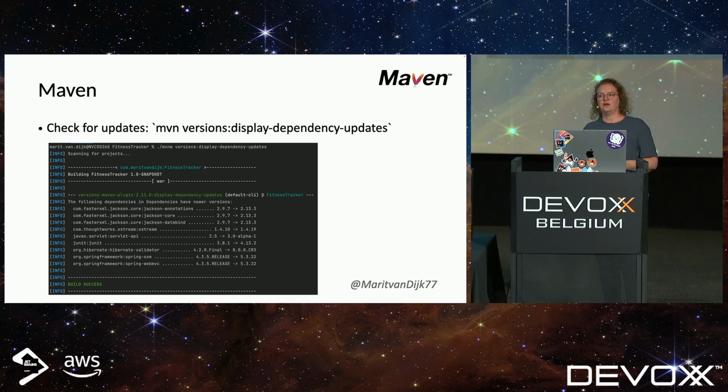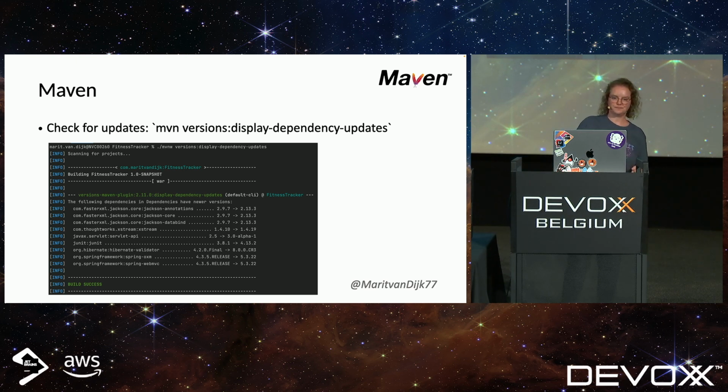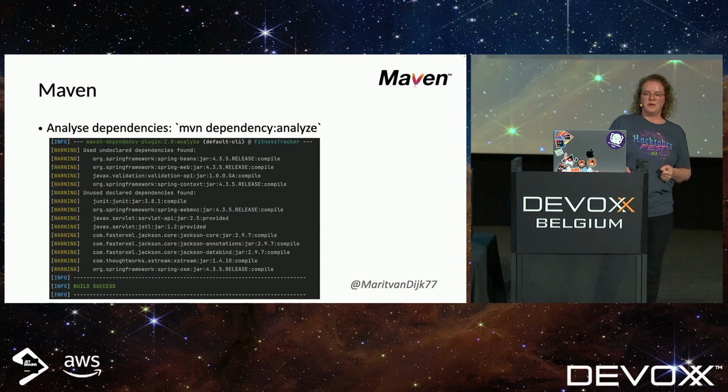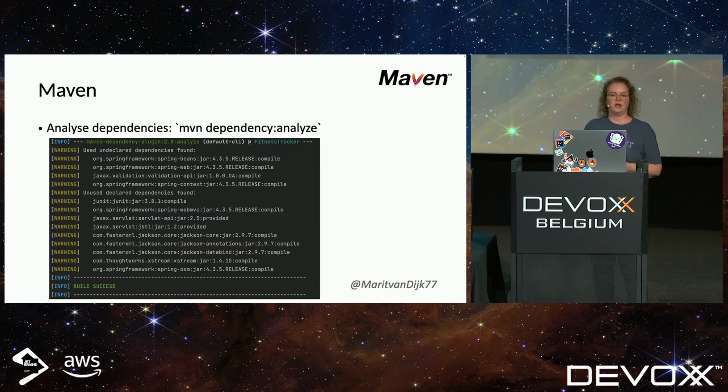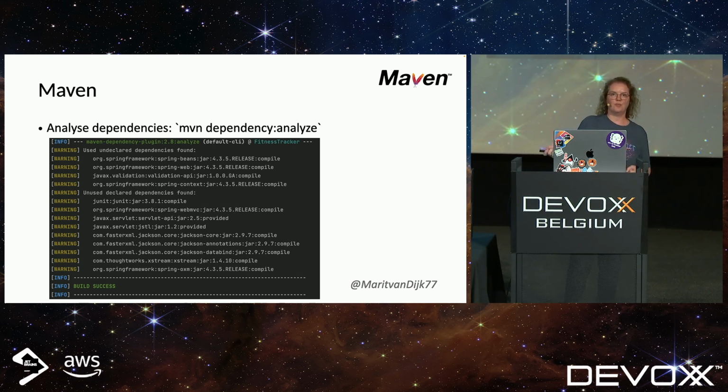But we can also check for updates using display dependency updates, which will tell us where there are newer versions available for our declared dependencies. Of course, we'd have to manually check those out and update them. We can also use dependency analyze to see if there are any unused declared dependencies.